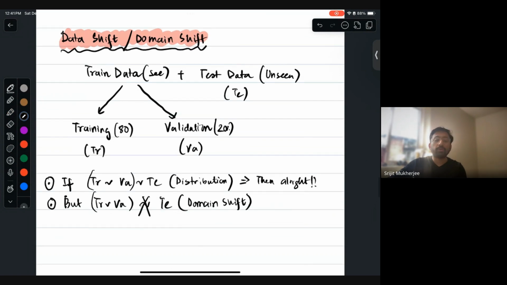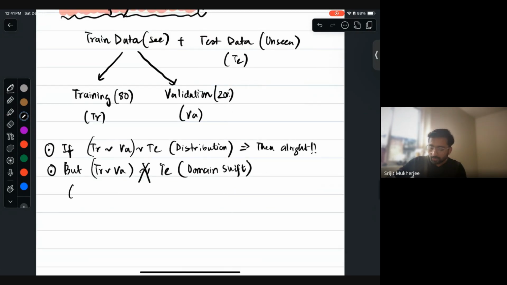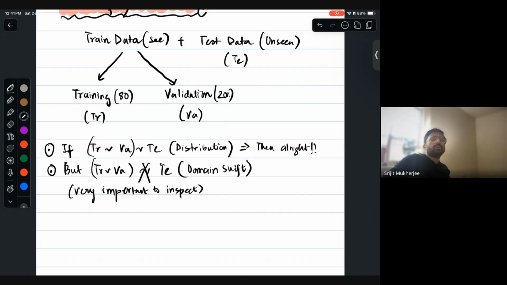That's why it's very important to inspect. For example, in my own research, we got training data on histopathology data. We worked with a certain cohort of mice and we trained a model. It's coming out to be 93-94% accuracy on validation.